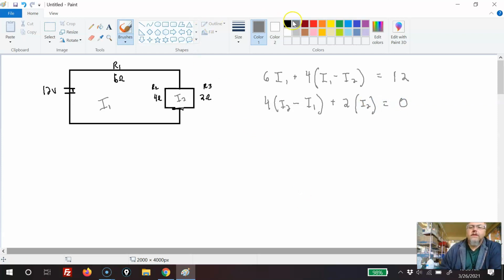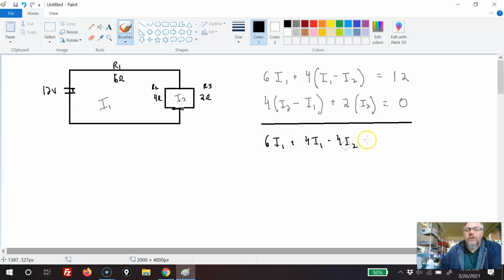All right, now all you have to do is distribute what you're seeing. So let's give that a try. 6I1 plus 4I1 minus 4I2 equals 12. And this guy would be 4I2 minus 4I1 plus 2I2 equals 0.